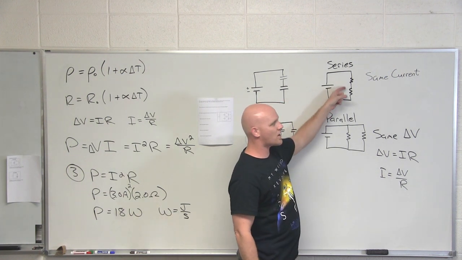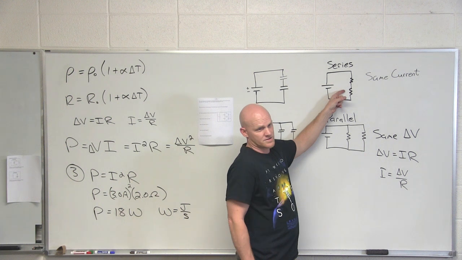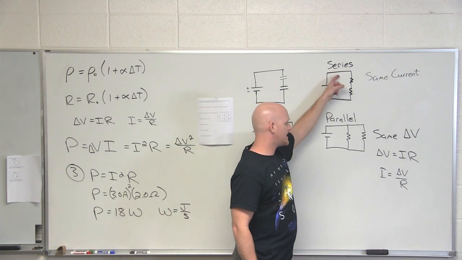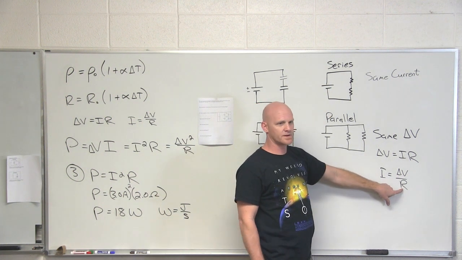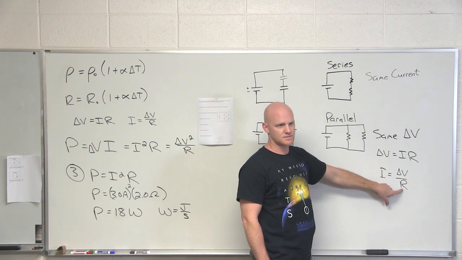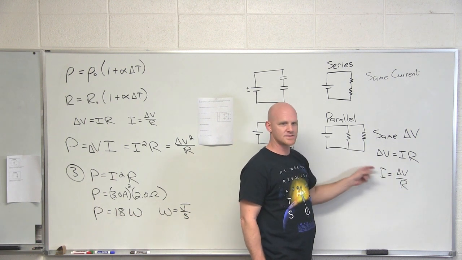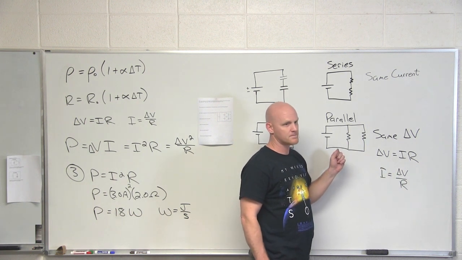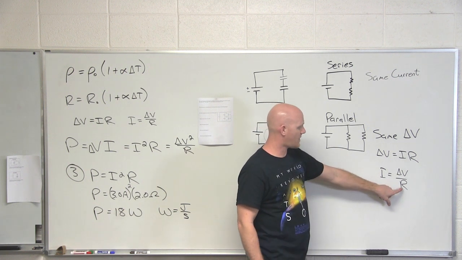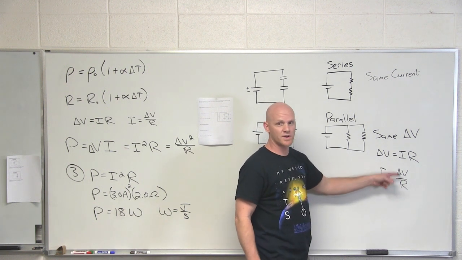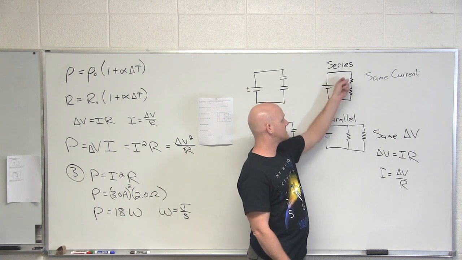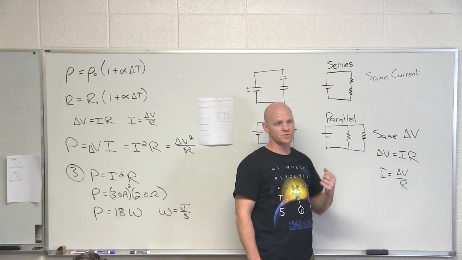Now, do these have to have the same R value? No, they're just two random resistors. And so what you find out is that the one with the smaller resistance would have to what, if the I's come out the same? If R is smaller, then delta V needs to be smaller as well to get the same I value. So in series, the smaller resistor has the smaller potential drop.